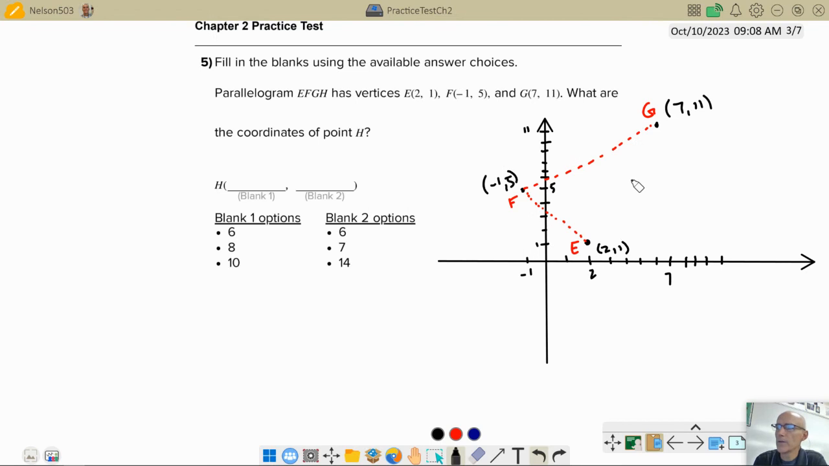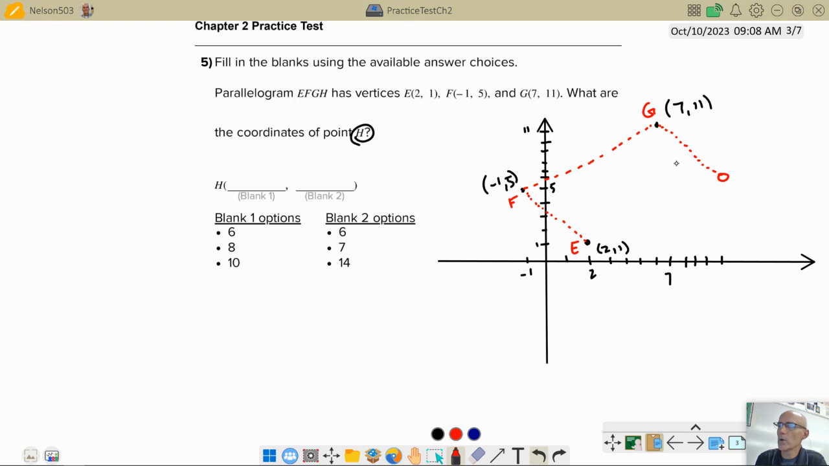Number 5 is wanting us to find H, right? Point H. And like I was saying earlier, you're going around the figure E, F, G, and then H has to be over here somewhere. If I was to just flat out guess, I'm just trying to make it look parallel. I'm guessing it's in here somewhere. So how do we figure out exactly where that is?